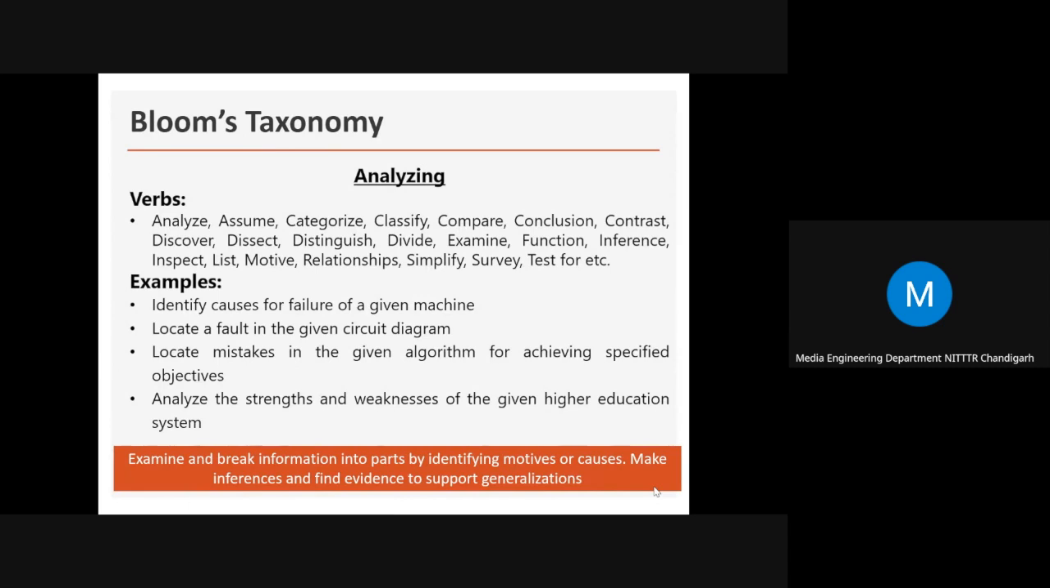And if you refer to the action verbs which are written, you can see that there are different verbs, but some of the verbs may be listed previously also in the previous level. So it is not only the verb which is important. How we are drafting the statement gives the meaning to the question, and that statement meaning is used to define the level. So if we are writing statements where we want to test the students' ability to examine and break information into parts by identifying motives or causes, or students are able to make inferences, find evidence to support generalization, then it is at the analyzing level.